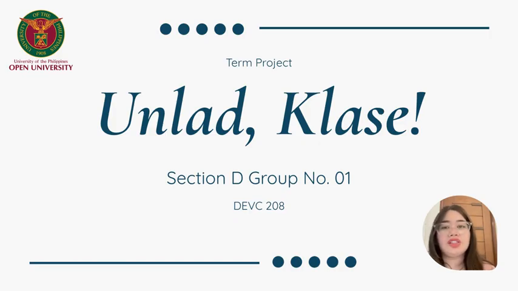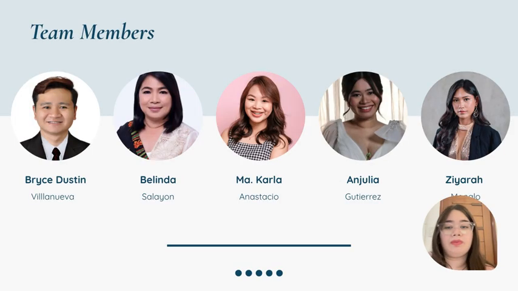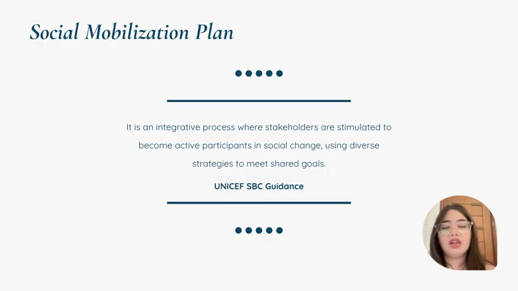And I'll be discussing part 4 of our term project entitled Unlad Klase. So, this is in line with SDG number 4, which is quality education. Part 4 will be focusing on the social mobilization plan of Unlad Klase.